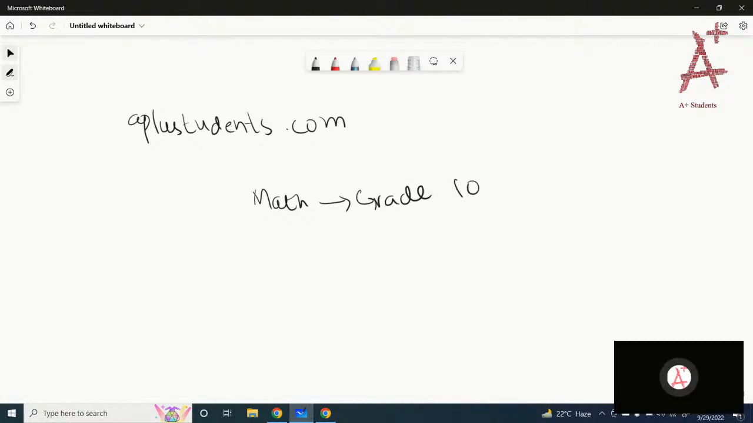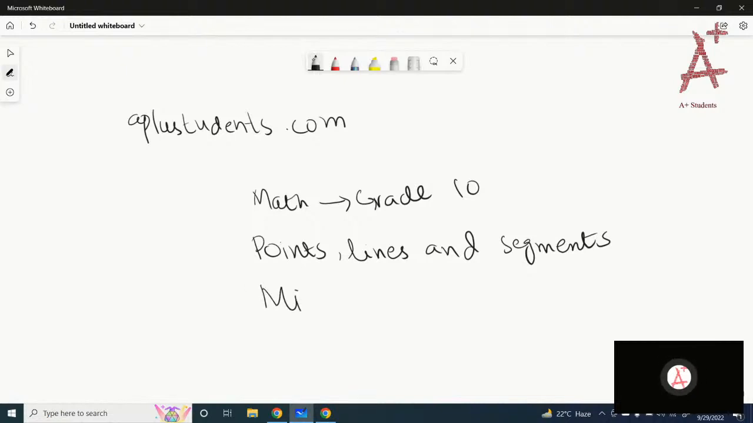We are working on the chapter named Points, Lines, and Segments. Find the chapter, click on the continue button, and the topic we're going to start with today is the midpoint formula.